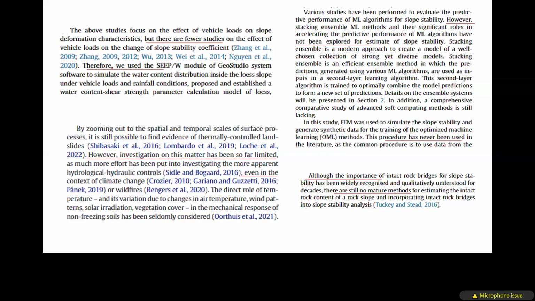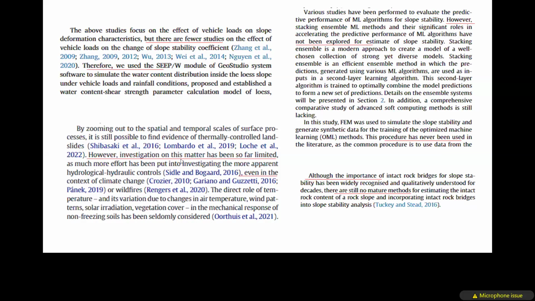Even the top paragraph here says the above studies have focused on something, but there are only a few studies on the effect of vehicle loads. Now, these are the few studies that he is highlighting, right? If anybody wants to look at the few studies they are referring to on the effect of vehicle loads, they can look at these: Zhang et al., Zhang 2009-12, Wu, Wei et al. So you can see how this literature review has been put into writing.